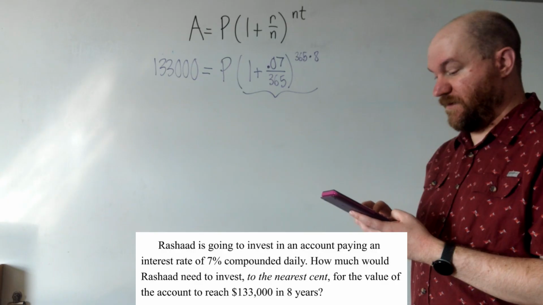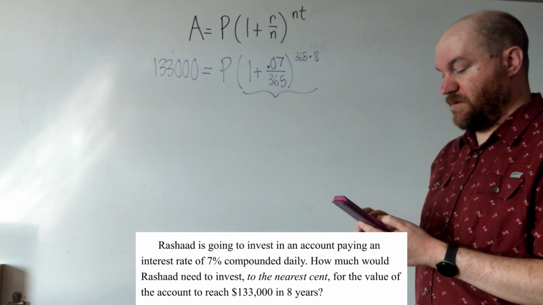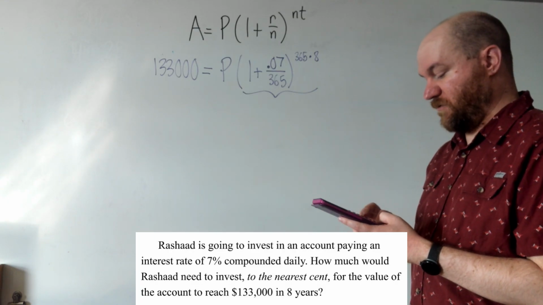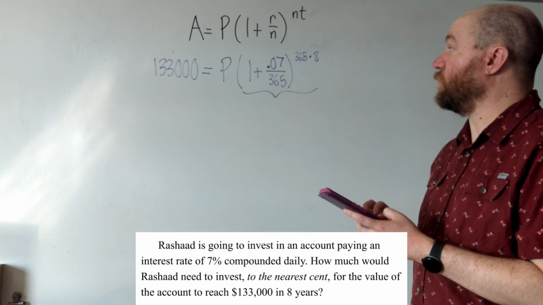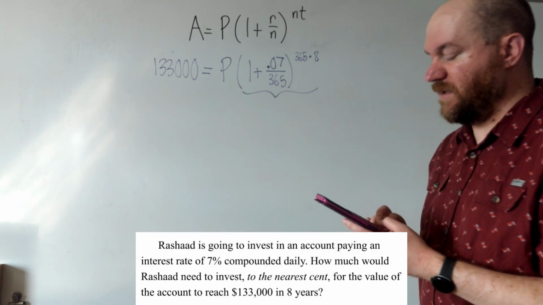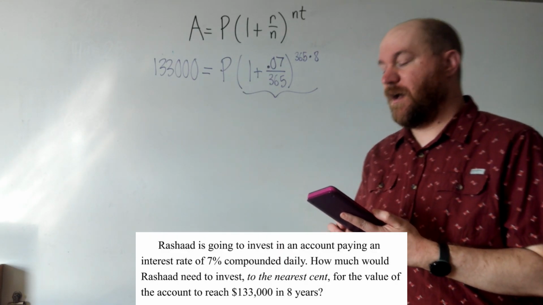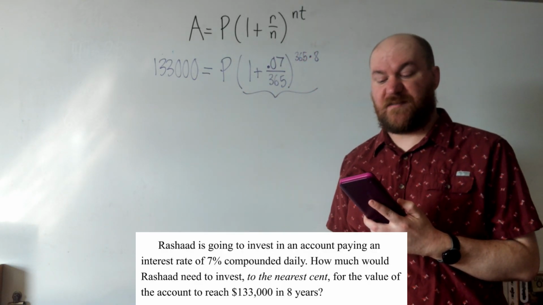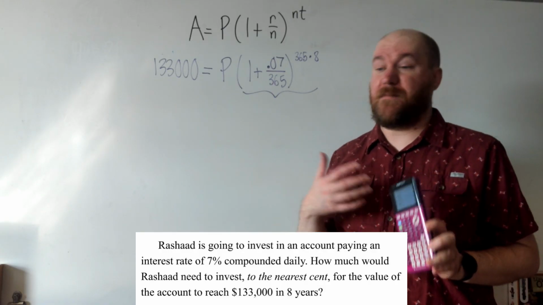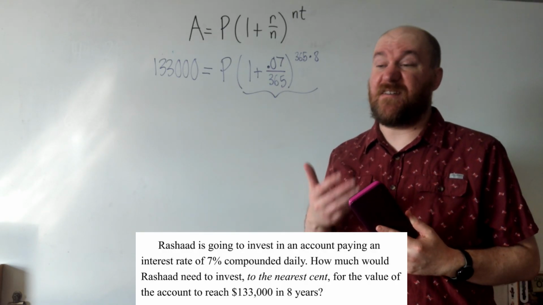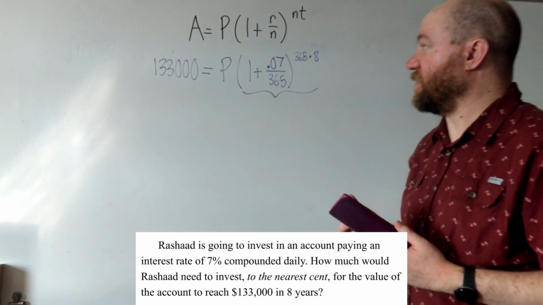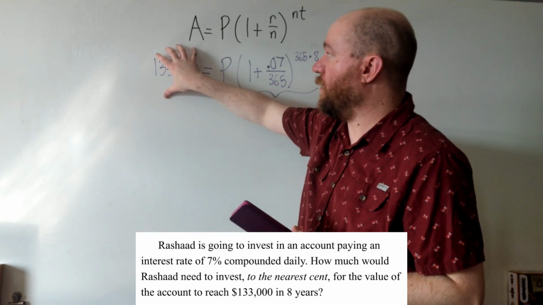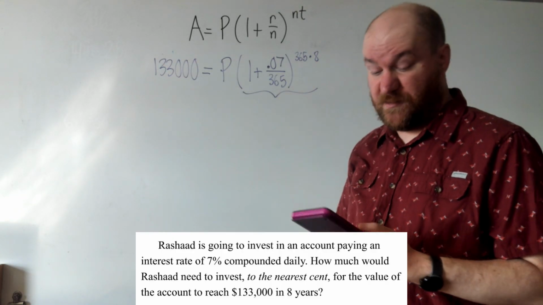So we got parenthesis 1 plus, and I'll make a fraction here, 0.07 over 365. And that's all raised to the 365 times 8. I end up getting this whole thing works out to be 1.75057. I'm not going to write that down. I'm not going to round it. I'm just going to leave it on my calculator screen. Because ultimately, like I said, to get the P alone, we're just going to take that and move it all over there, dividing that. So that's what I'm going to do on my screen.